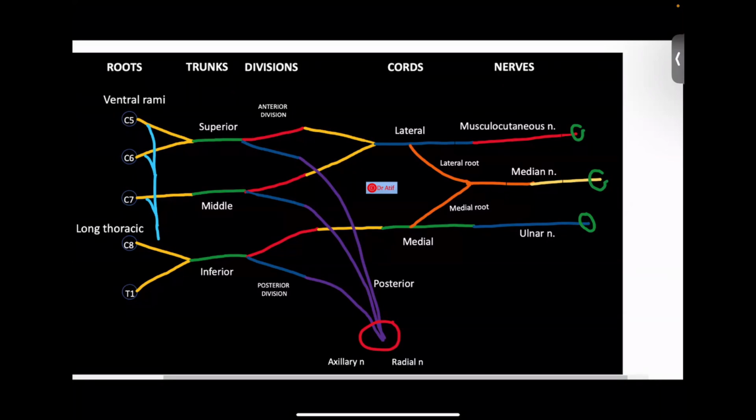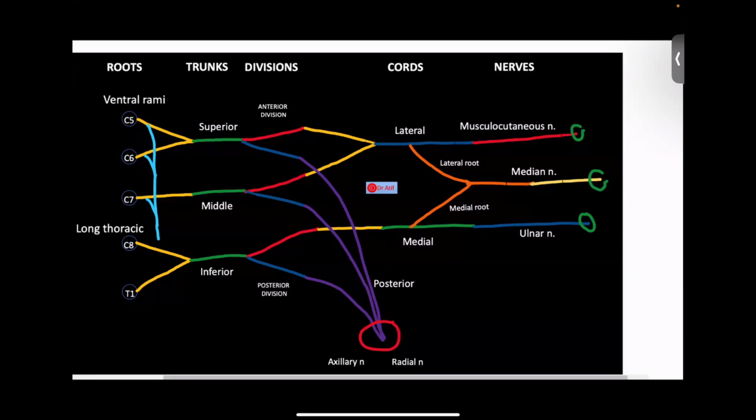So now let's start with this. First of all, we have 5 things, which are the roots, trunks, divisions, cords, and nerves. Okay, so those 5 things. And then we have these rami: C5, C6, C7, C8, and T1. Okay, so now we have pairs, and C7 is the alone one, or you can say it's lonely. It has no one to start this trunk with, it's just alone.